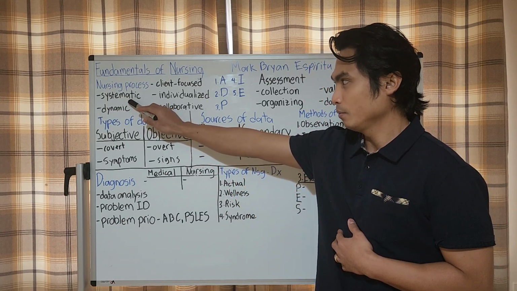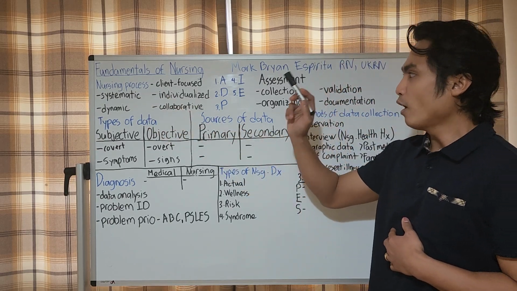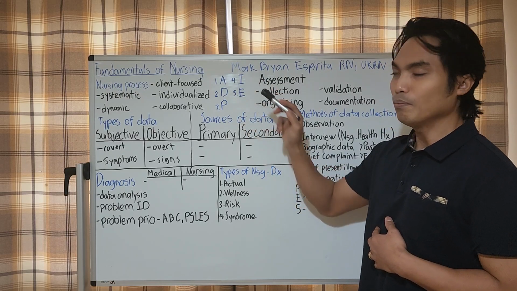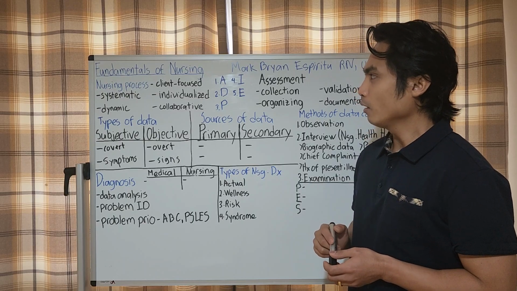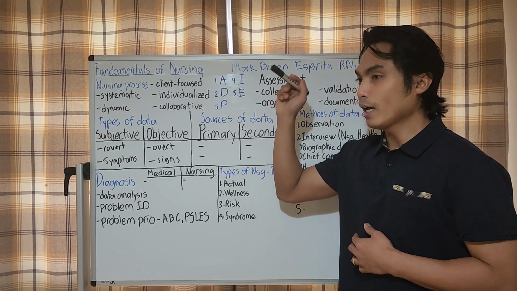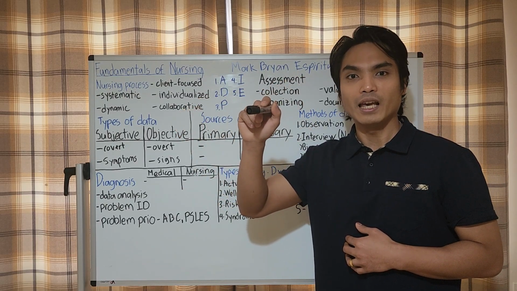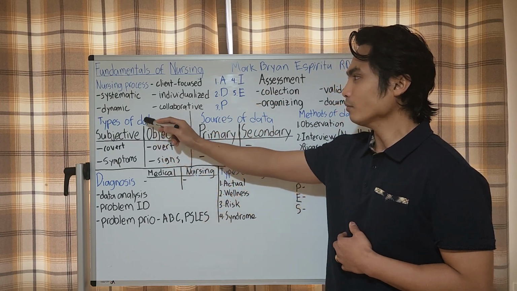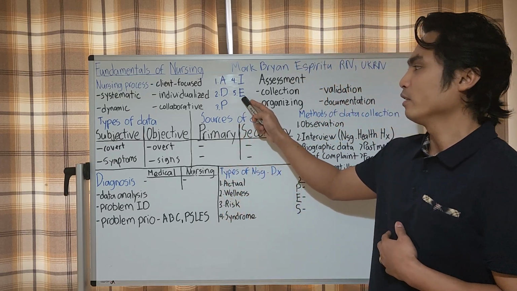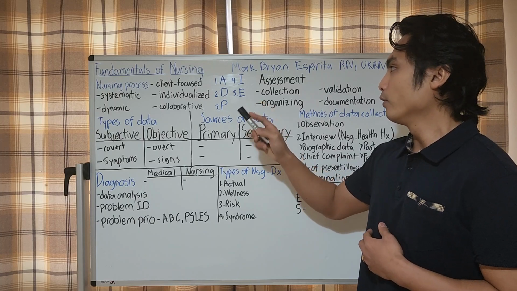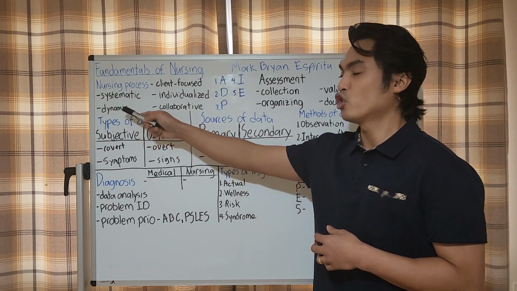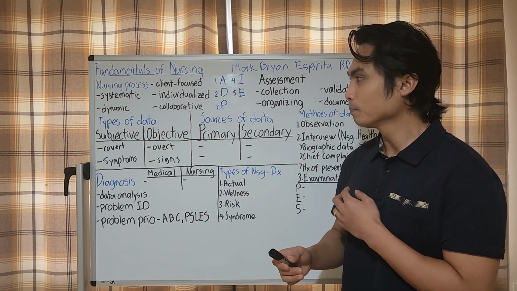It is systematic because the nursing process has 5 phases, namely assessment, diagnosis, planning, implementation, and evaluation. Systematic means assessment must go first before diagnosing, isn't it? We collect the data first before we can formulate a nursing problem. Dynamic means constantly changing. So for example, in your evaluation, if the goal is partially met or unmet, what do we do with the nursing care plan?